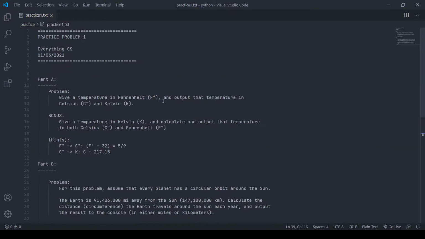I highly encourage you to try and solve this before watching my solution. These aren't very difficult problems, especially if you don't do the bonus problems, but they are here to help, so I highly encourage you try these before you watch my solution.